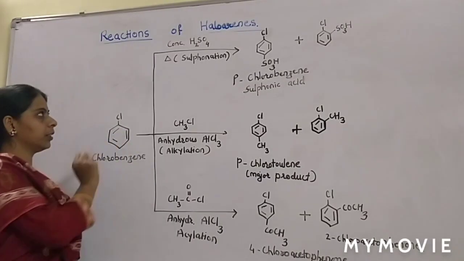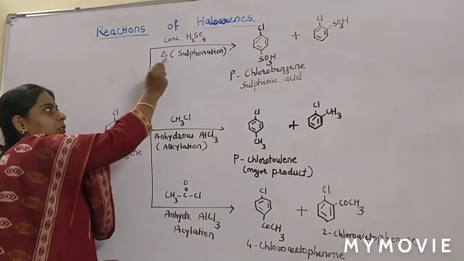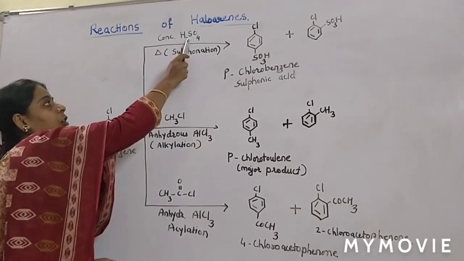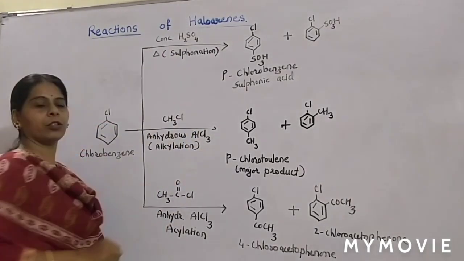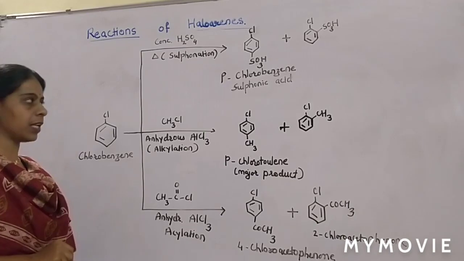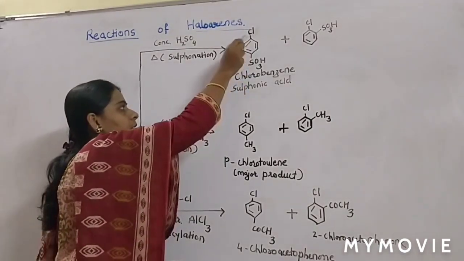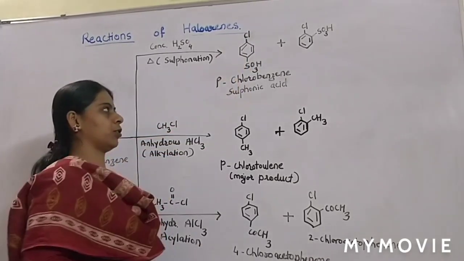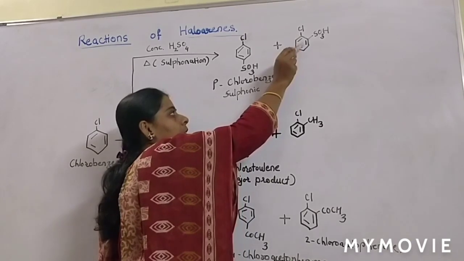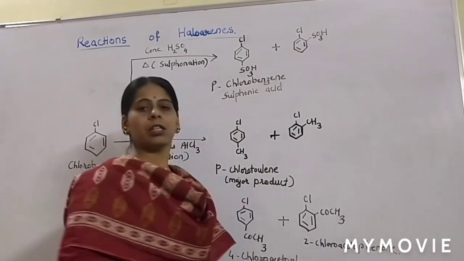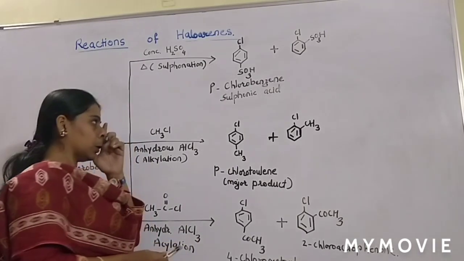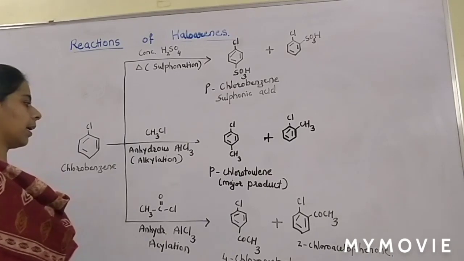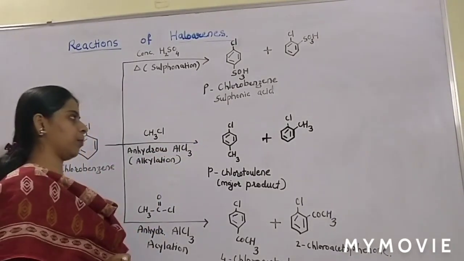Chlorobenzene reacts with concentrated H2SO4 on heating. This reaction is known as sulfonation. Here from H2SO4, the SO3H group will attach at the para position as well as the ortho position. So see this product: Cl is already there and SO3H is attached at the para position. In this next compound, SO3H is connected at the ortho position. So this is ortho-chlorobenzene sulfonic acid and this is para-chlorobenzene sulfonic acid, and this also is the major product.